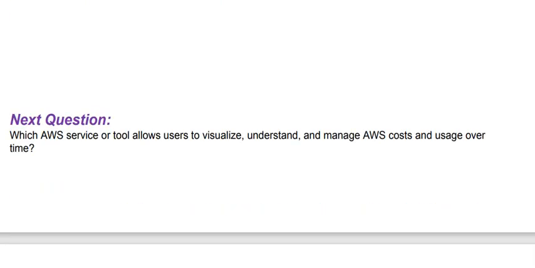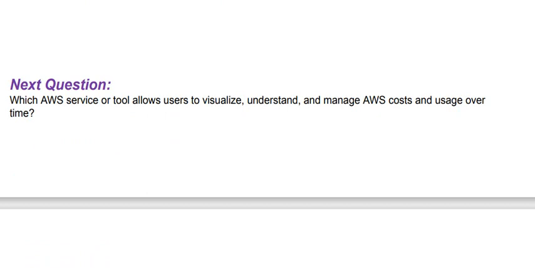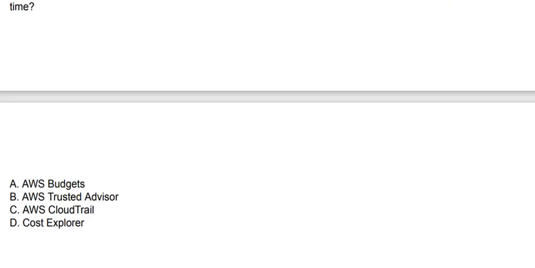Next question is, which AWS service or tool allows users to visualize, understand and manage AWS costs and usage over time? Option A, AWS Budgets. Option B, AWS Trusted Advisor. Option C, AWS CloudTrail. And option D, Cost Explorer. The correct answer is option D.